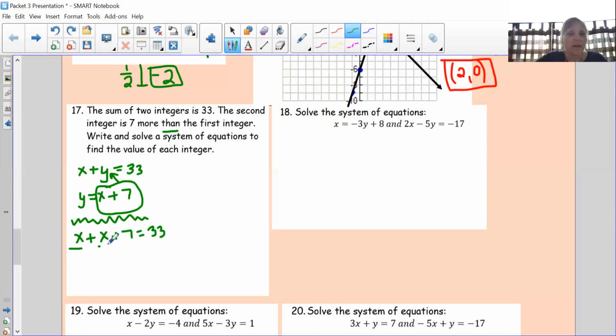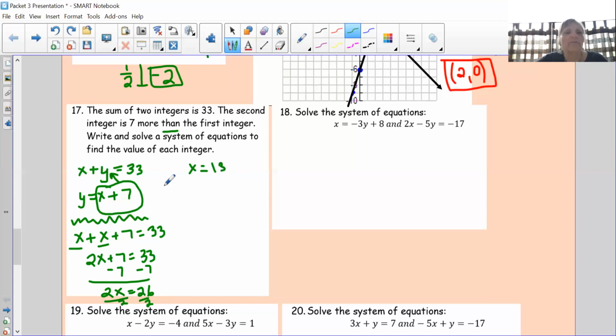I'm going to see that I have to collect like terms. 1x plus 1x is 2x. Okay, and I have an equation. Here is the answer, and this is like the answer, so I'm going to minus 7. 2x equals 33 minus 7, which is 26. And if you divide by 2, okay, I'm going to come back up here and just start another column. x equals 13.